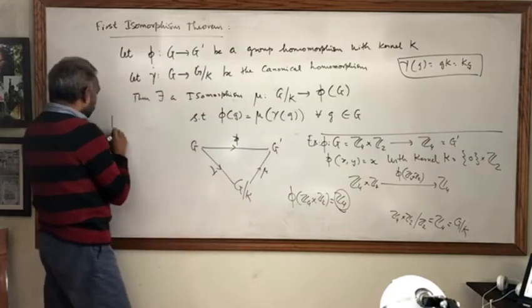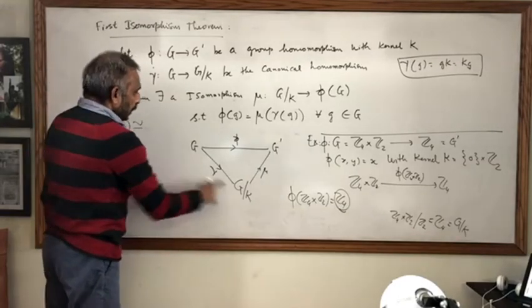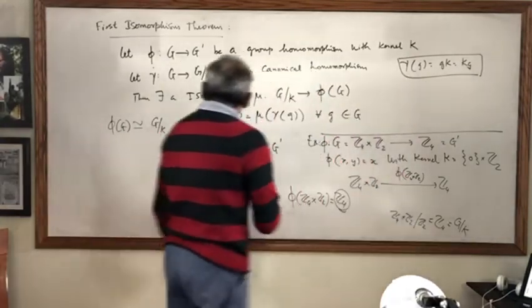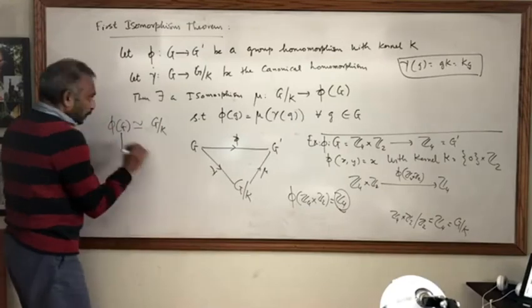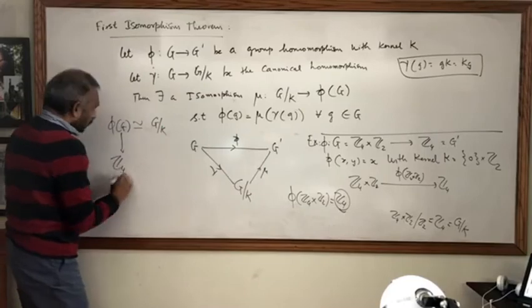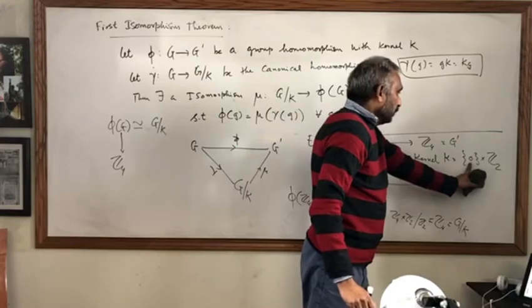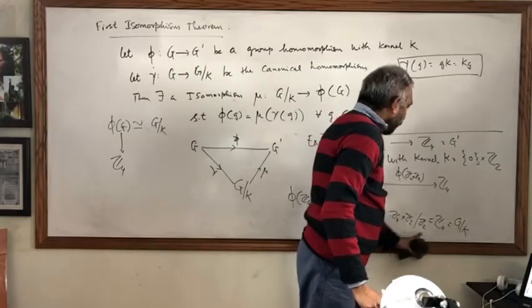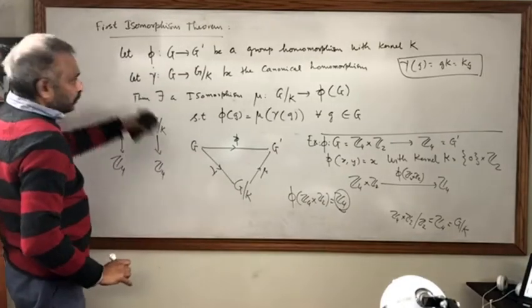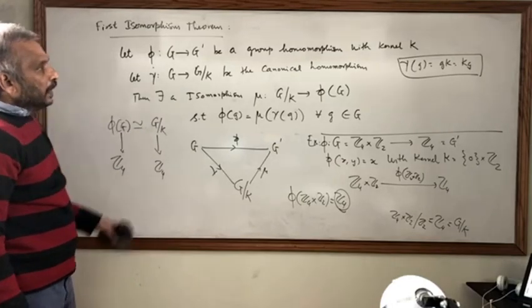So we need to show that phi of G is isomorphic to G over K. What is G over K? G over K is Z4. Because it is onto, it is Z4, and because K is equal to 0 cross Z2, the factor group is also going to be C4. And that is what the theorem says. So this is the first theorem, and we have already done the proof of this theorem earlier.